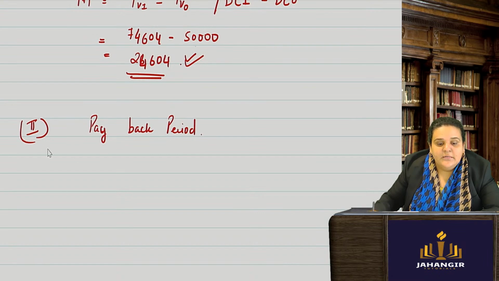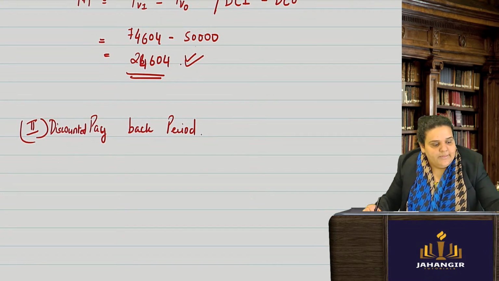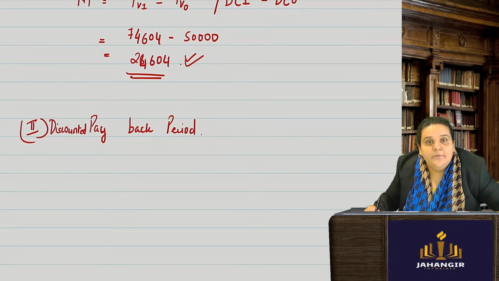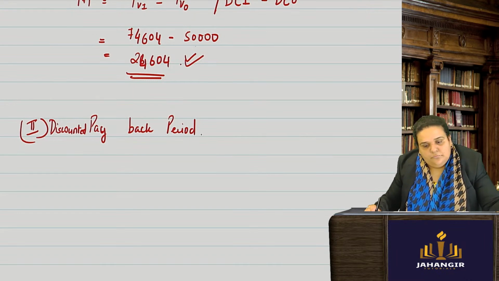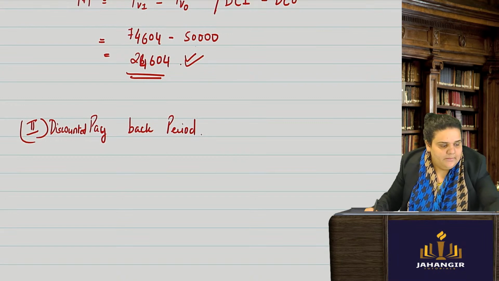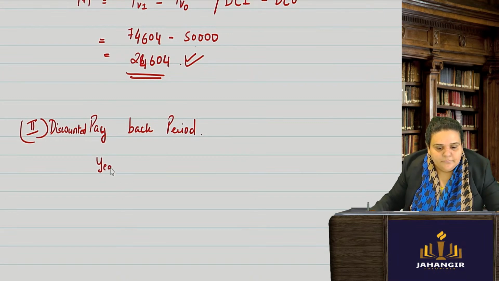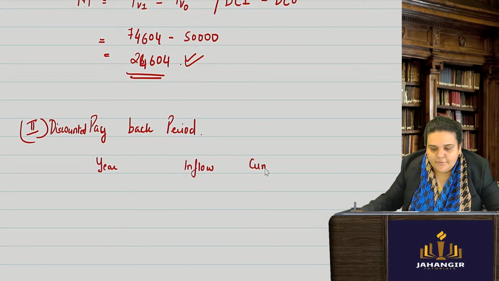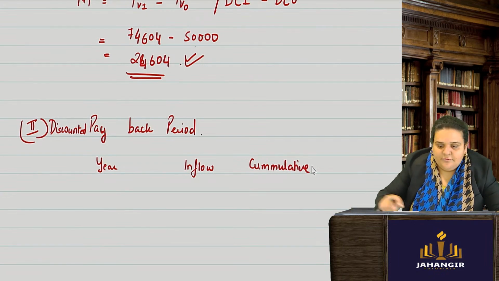But here the name will now become discounted payback period. Okay. So now how do I find the discounted payback period? Easy. Even this is very simple. Here we have already found the inflows. And then we will just do cumulative over here, so that it becomes easy to solve.